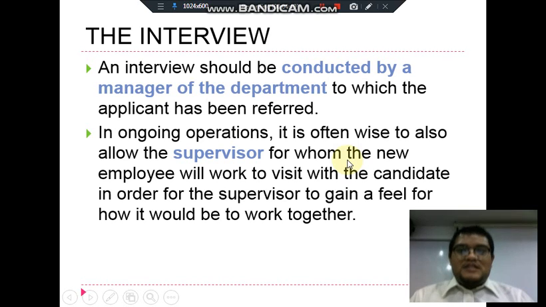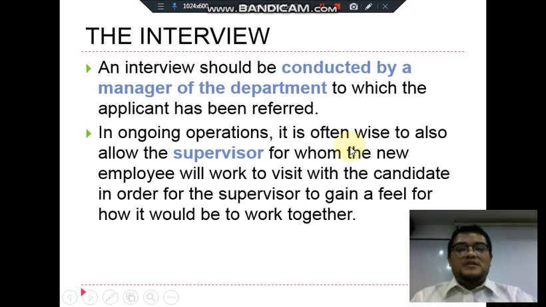Okay, now we move into the interview part. An interview should be conducted by the manager of the department. Usually it will be done by the head of the department. For what we have learned in this module, in chapter 1, in housekeeping, we have two managers. Number one is the housekeeping manager, number two is the laundry manager. So whichever manager is responsible for the job title, this person will conduct the interview.